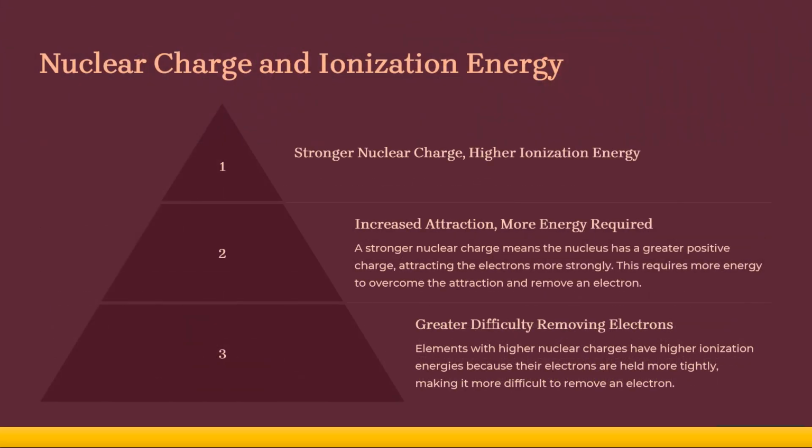The nucleus is like the powerhouse of the atom, filled with positively charged protons. These protons create a strong positive charge that pulls on the negatively charged electrons, keeping them in place. The stronger this nuclear charge, the harder it becomes to pull an electron away. As we move across a period in the periodic table, the nuclear charge increases. This makes the atom's pull on its electrons stronger, raising the ionization energy. Think of it like turning up the power of a magnet. The stronger the magnet, the harder it is to take something away from it.